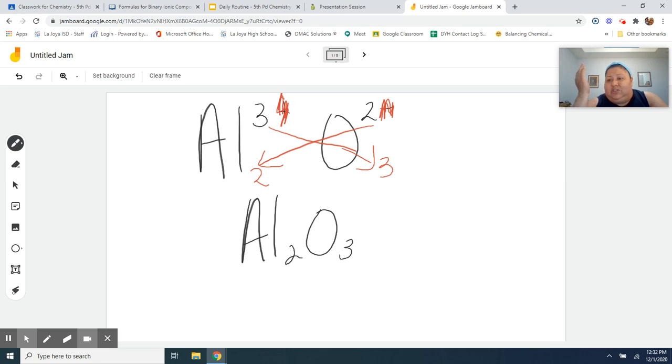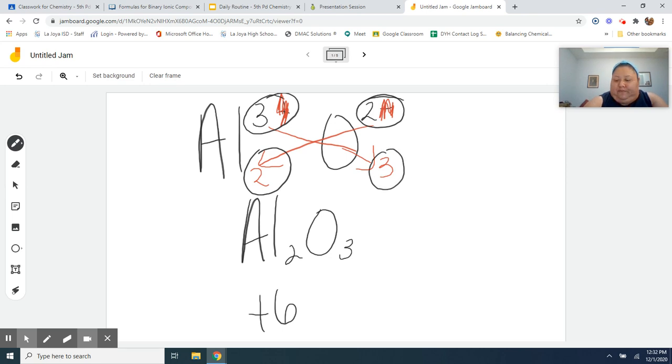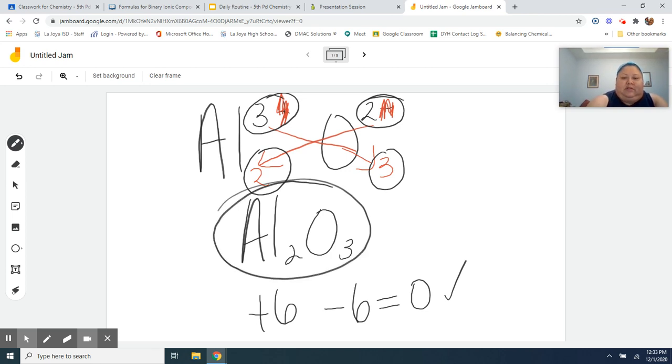And if you want to double check if the charges cancel out, well, what's this guy times this guy? +3 times 2 gives me a +6. -2 times 3, -6. Very good, Oscar. Yes, sir. This should be my final answer for aluminum oxide. Always just cross them down. Just the numbers, not the symbols.